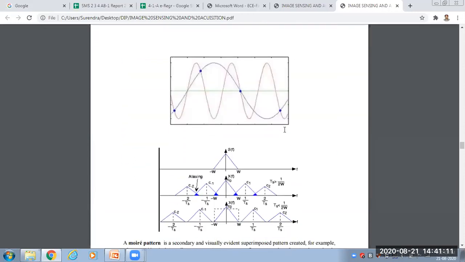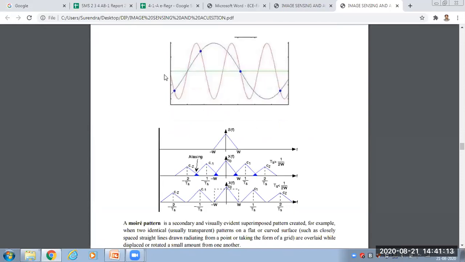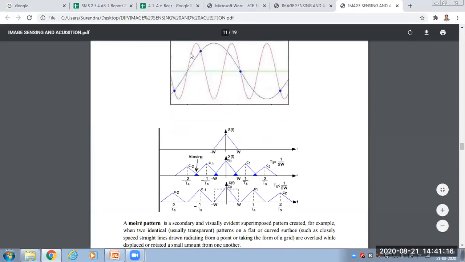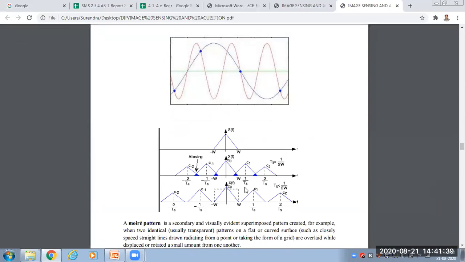Yes. So let us consider one signal. The blue signal is my message signal, and the red signal is the high frequency signal, that means the sampling signal. We consider only these blue points. That means very low sampling; the sampling signal frequency is very low. Then you will get aliasing like this. This overlapping portion is called aliasing.